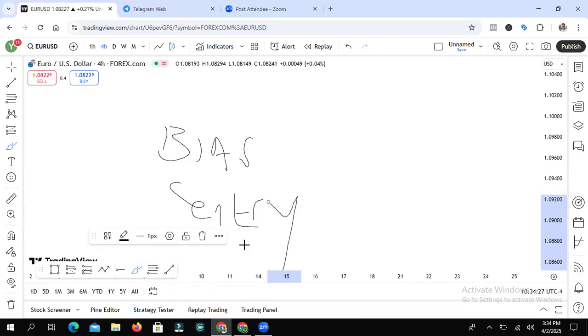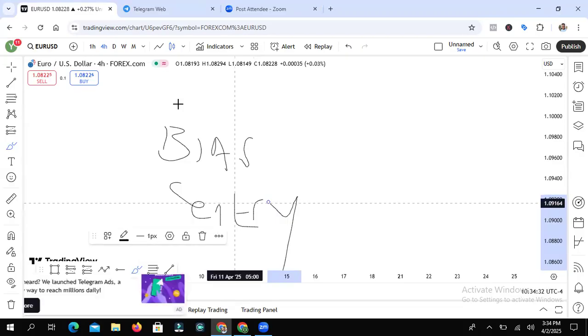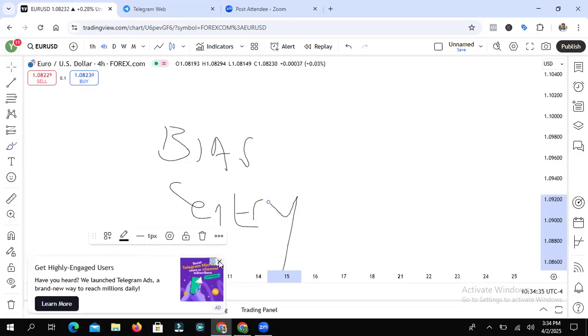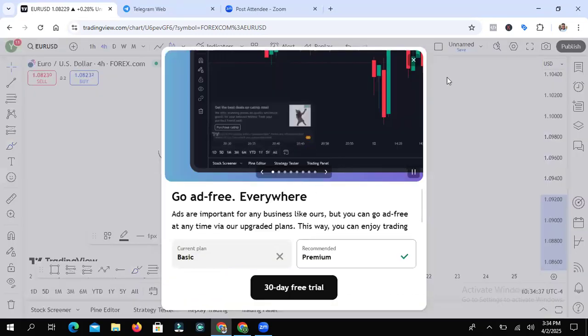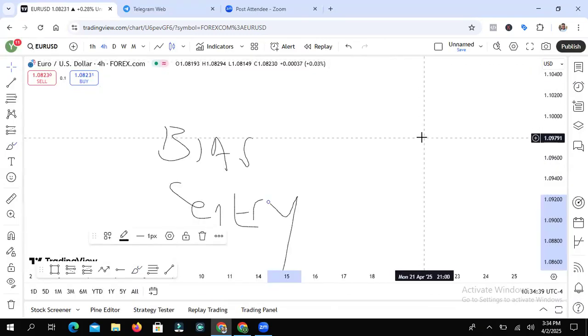bias. How do you build bias? When you open a chart, how can you easily build bias? I'm going to be showing you how to easily build bias in less than 30 seconds. At most 1 minute, you already know where you are going in terms of a pair. You already know how this pair will move for the week, for the month, for the day.